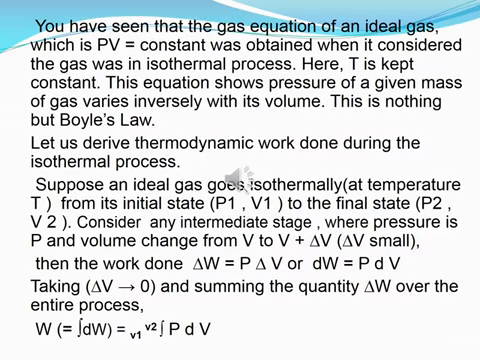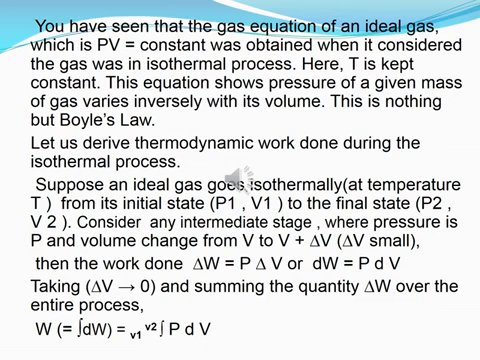You have seen that the gas equation of an ideal gas, which is PV is equal to constant, was obtained when we considered the gas was in isothermal process. Here, the temperature T is kept constant. This equation shows pressure of a given mass of gas varies inversely with its volume. This is nothing but Boyle's law.